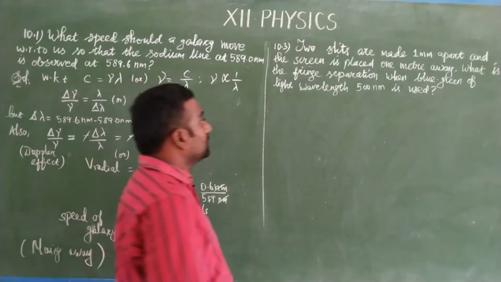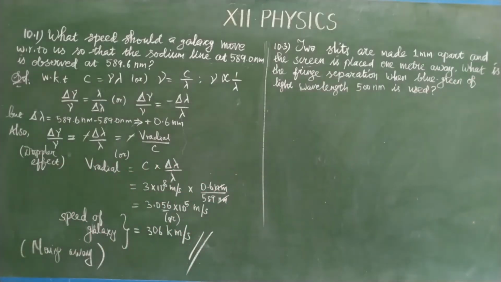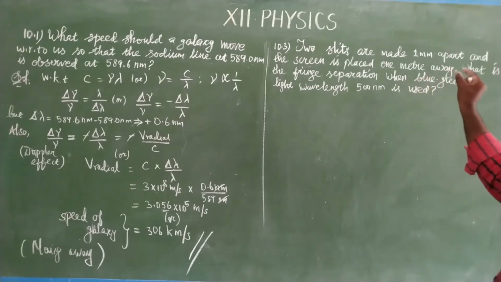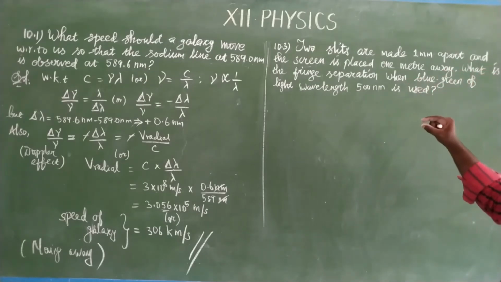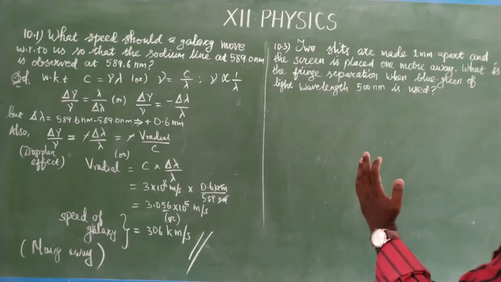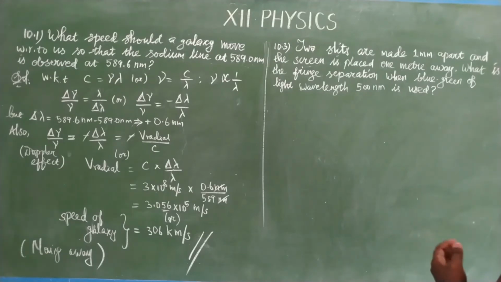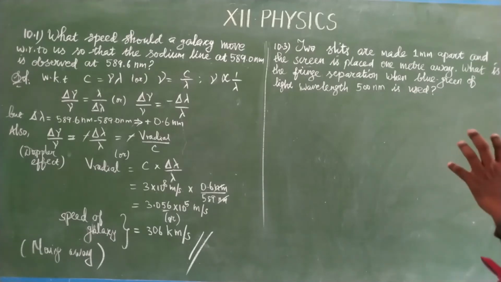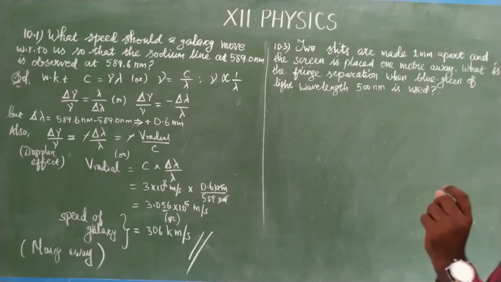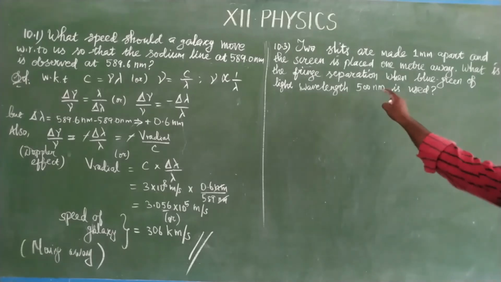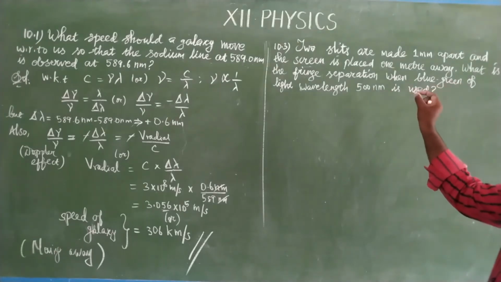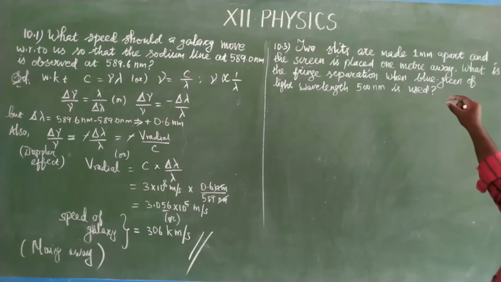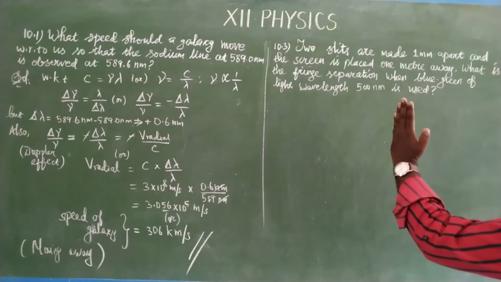Next question. This is from the double slit. Two slits, S1 and S2, are made 1 millimeter apart, and the screen is placed 1 meter away. What is the fringe separation when blue-green light of wavelength 500 nanometer is used? The incident light is blue-green, near to blue and green, having the wavelength 500 nanometer. The slits are separated by 1 millimeter, and the screen is 1 meter away.